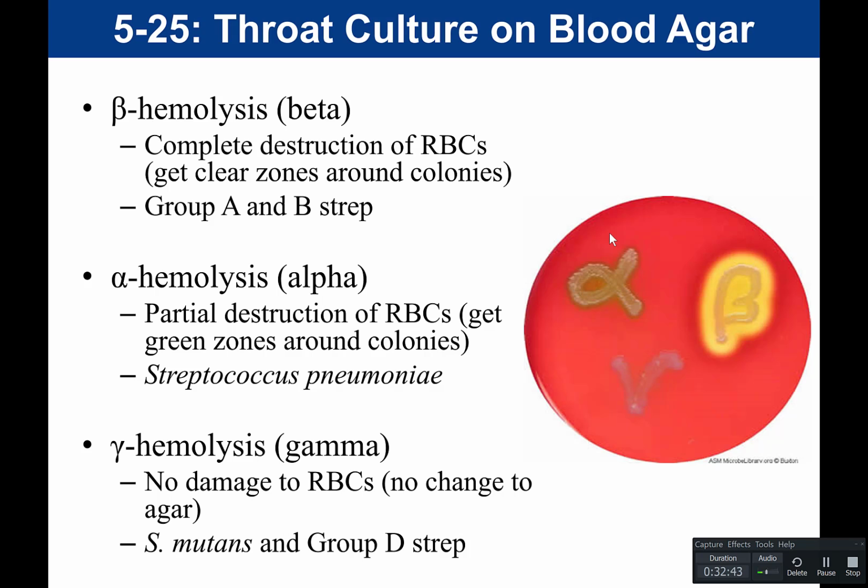Gamma hemolysis, that's what this little symbol here, this is a lowercase Greek gamma. Gamma hemolysis is where we get no damage to the red blood cells. There's no change in the agar, so the bacteria will grow, but it does not break down the red blood cells. So there's no damage to the red blood cells, there's no change to the agar. And of the 5 bacteria that we test, Strep mutans and group D strep would be our examples.